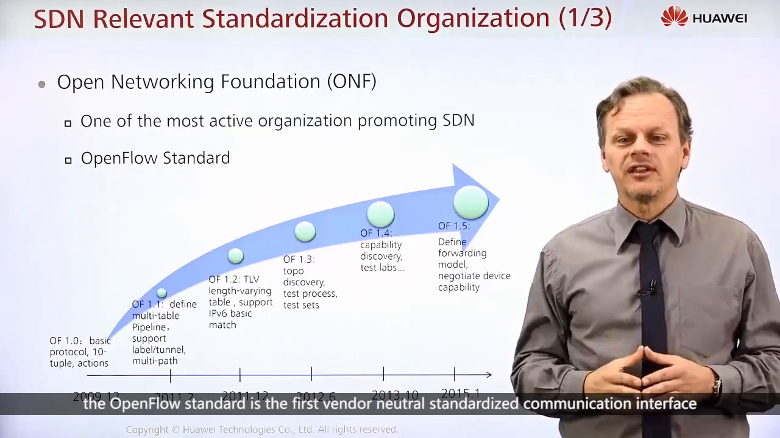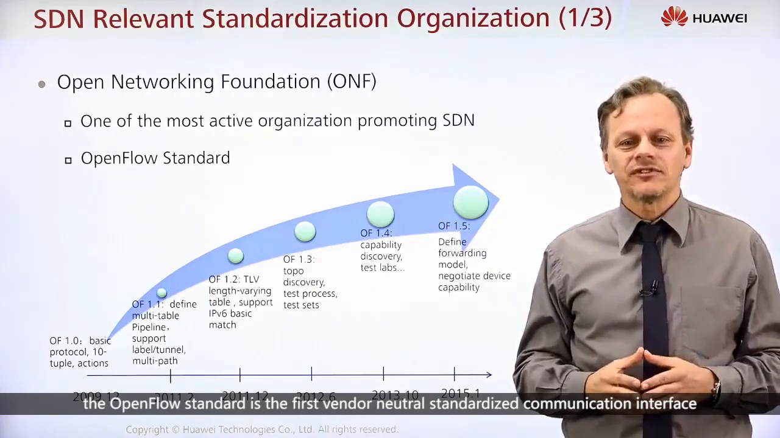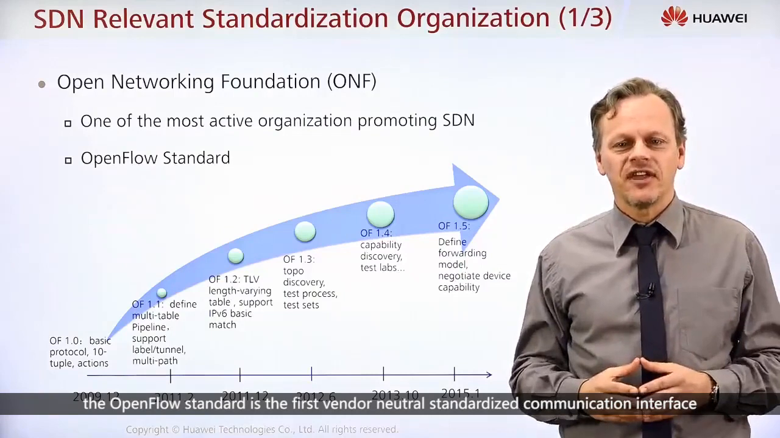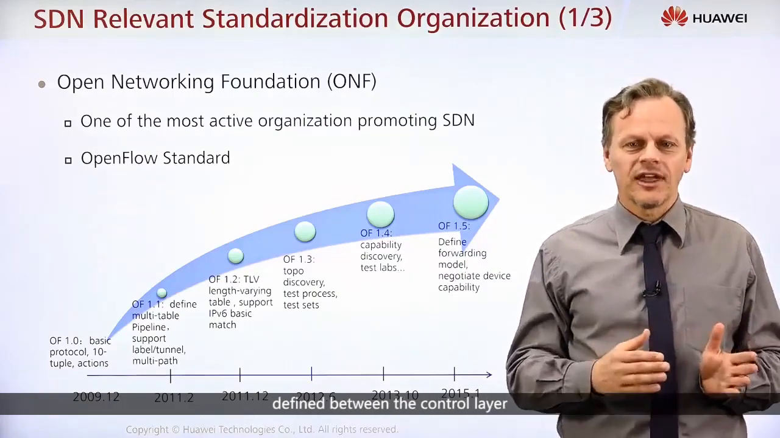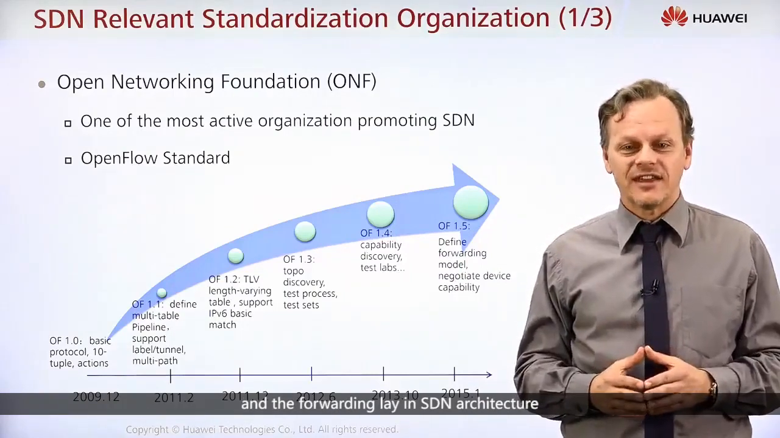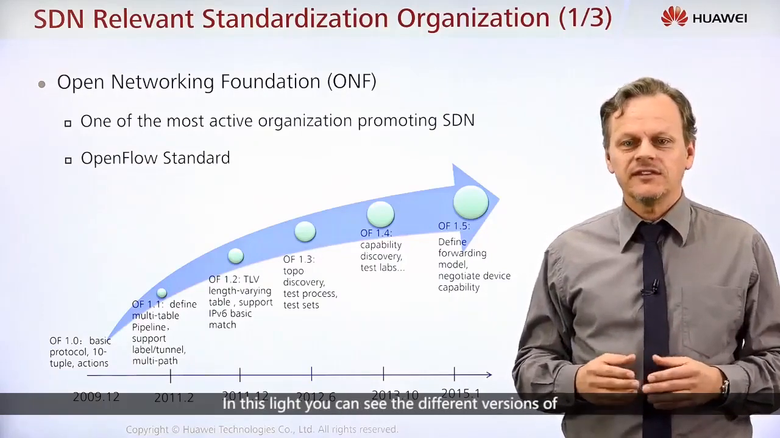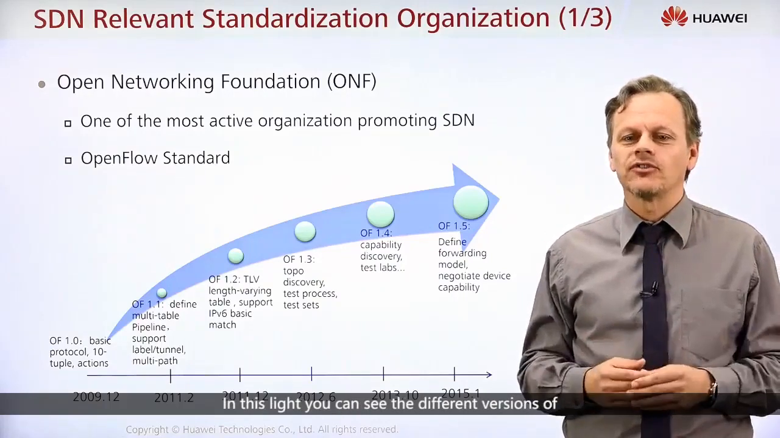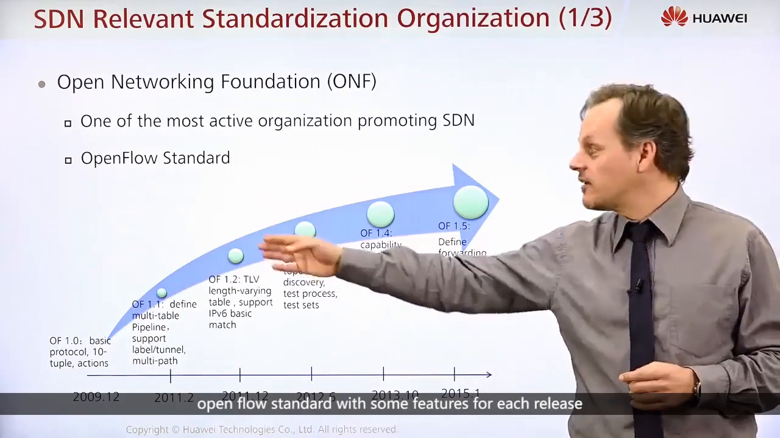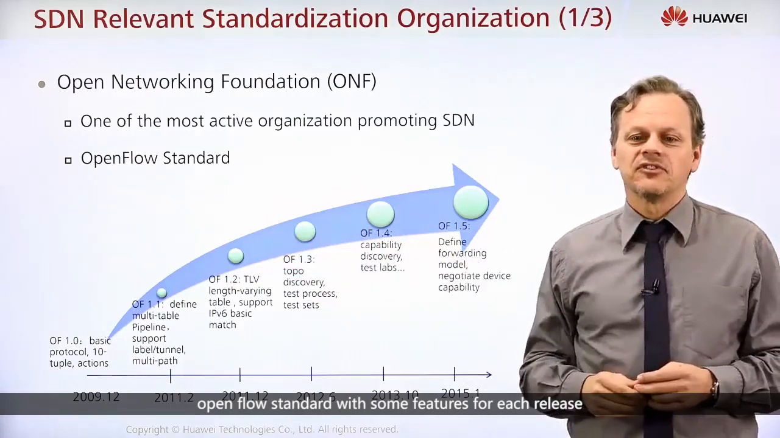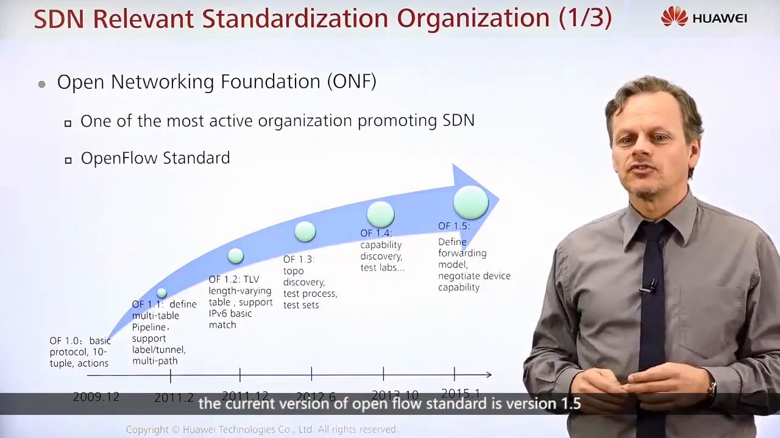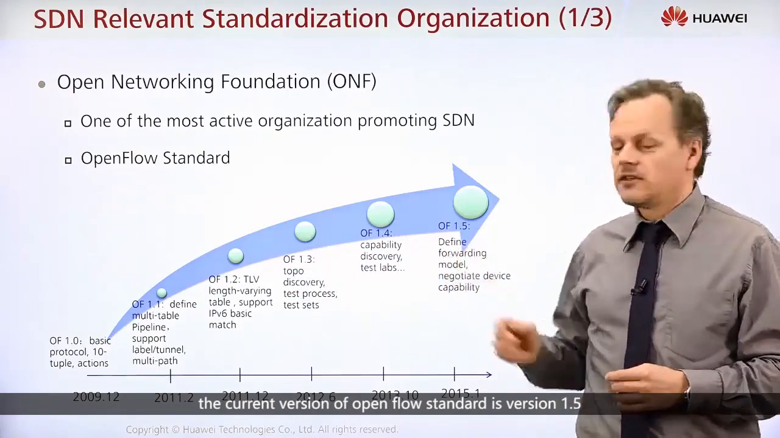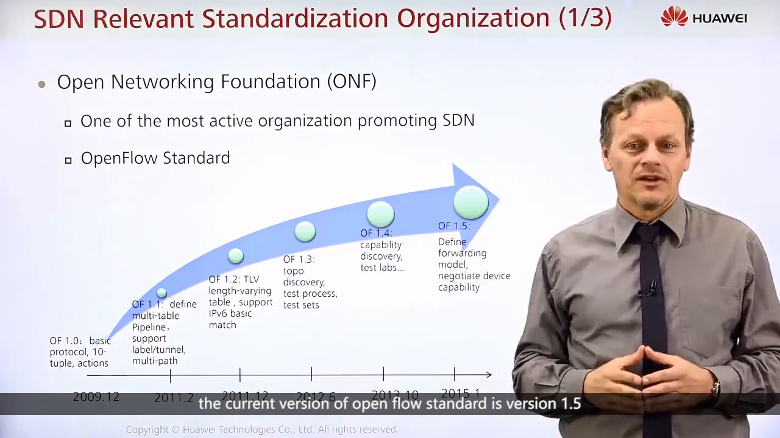The OpenFlow standard is the first vendor-neutral standardized communication interface defined between the control layer and the forwarding layer in SDN architecture. In this slide you can see the different versions of the OpenFlow standard with some features for each release. The current version of the OpenFlow standard is version 1.5.1.